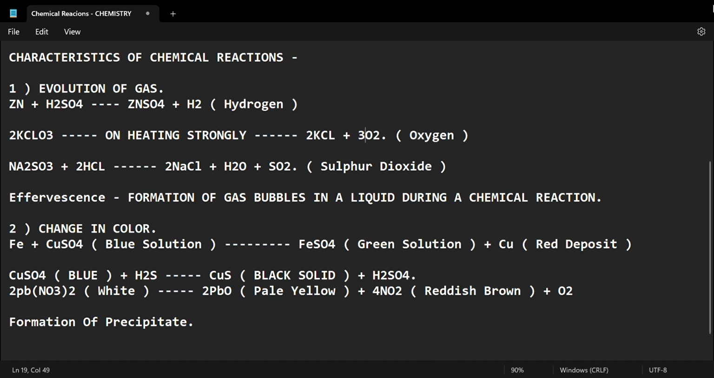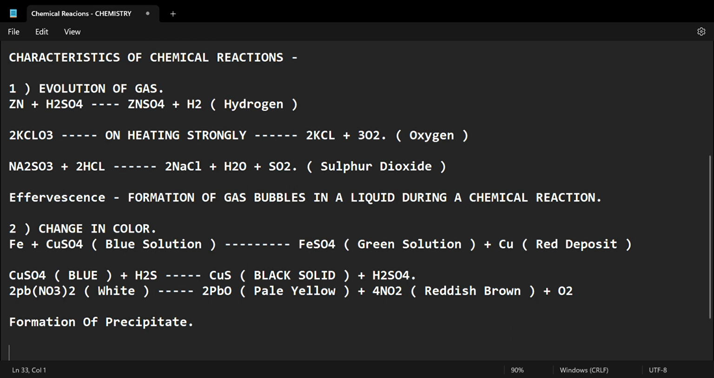Hello everyone, we had made part 1 before and we are going to be continuing with part 2, formation of precipitate. Let's start. Certain chemical reactions are characterized by the formation of insoluble solid substances called precipitates, which settle down at the bottom of the reaction tube.